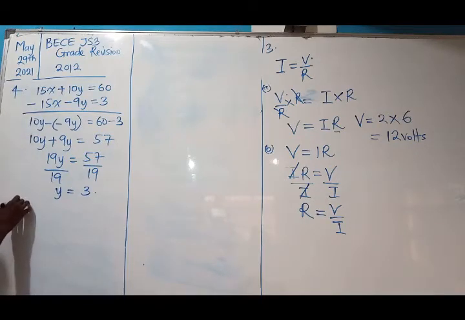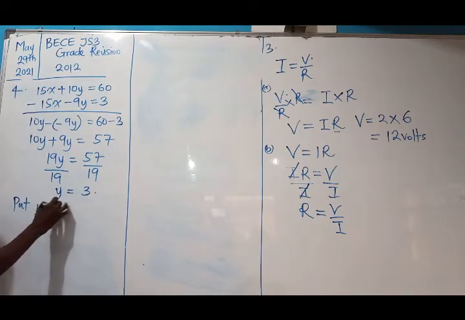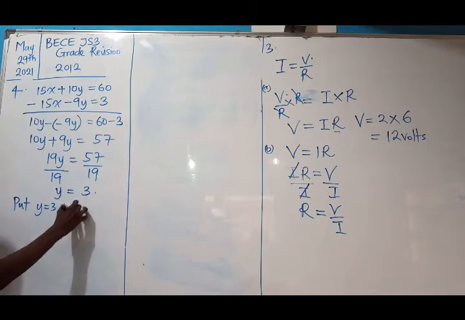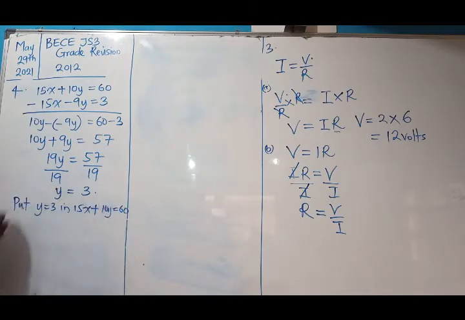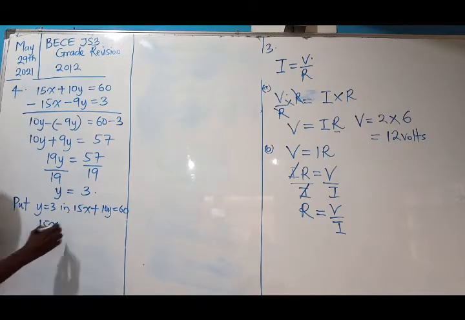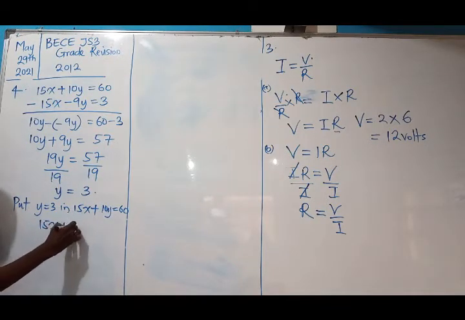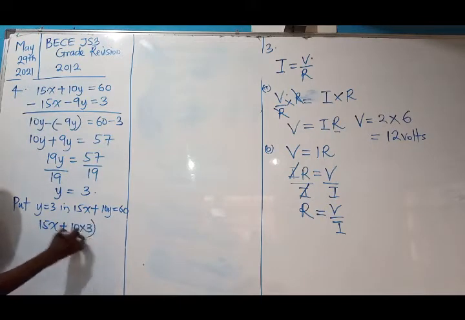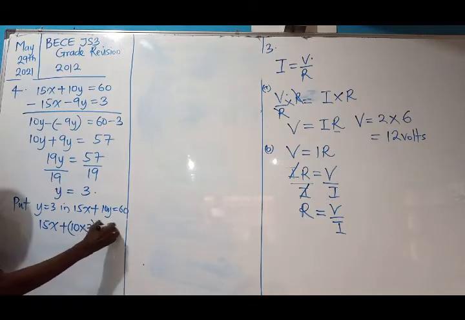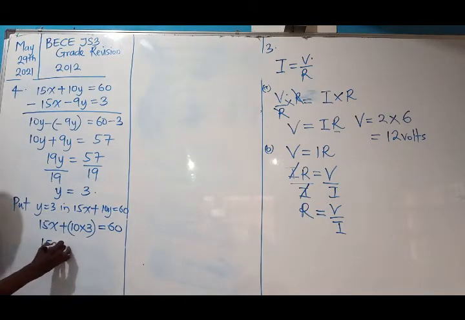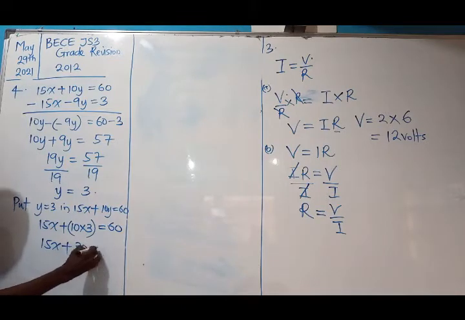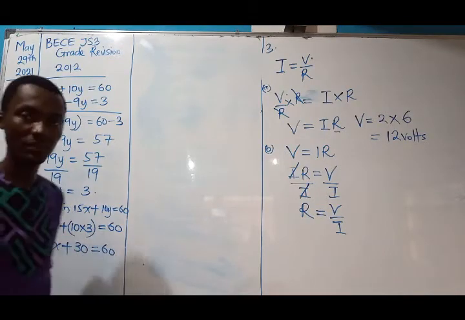So I would say put y equal to 3 in 15x plus 10y equal to what? 60. So this gives you 15x plus what? 10 times 3. Don't be in a hurry, take it gradually. Equal to what? 60. Here, I will have what? 15x plus 30 equal to 60.